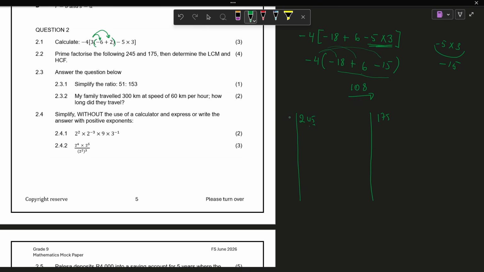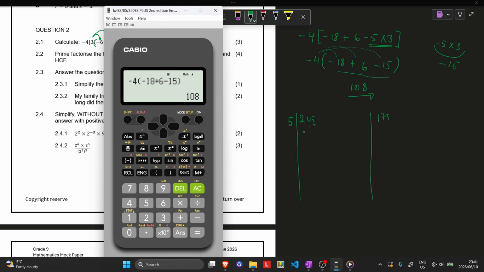The next prime number we're going to use is 5. With 5, we are sure we can write 5. Why? Because it ends with 5. Divisibility by 5 works if the last digit is either 0 or 5. So we choose 5. And now if we divide by 5, it's going to be 49. If you're not sure, you can use the calculator. You just use 245 divided by 5 and equals 49.